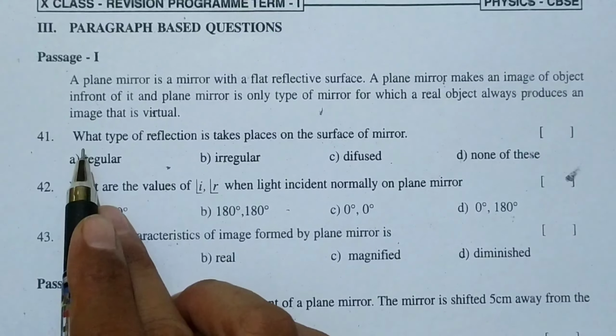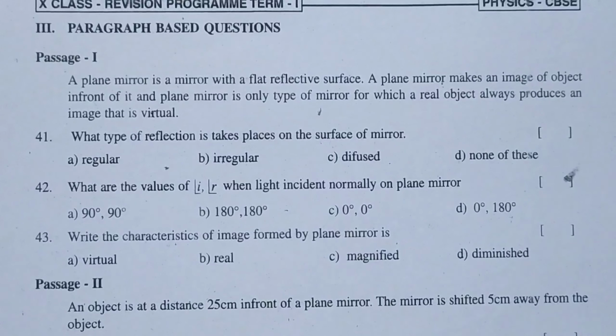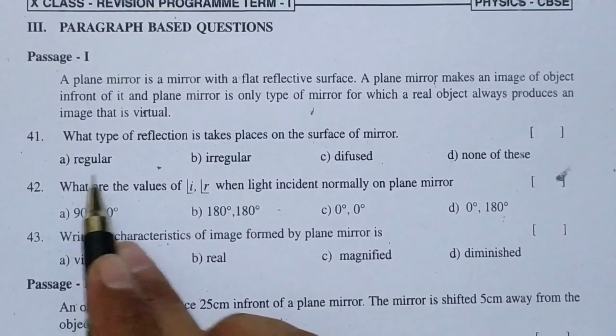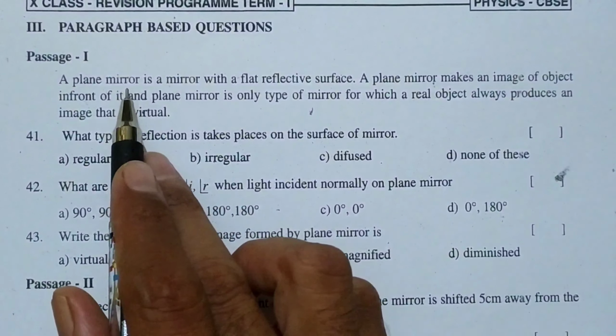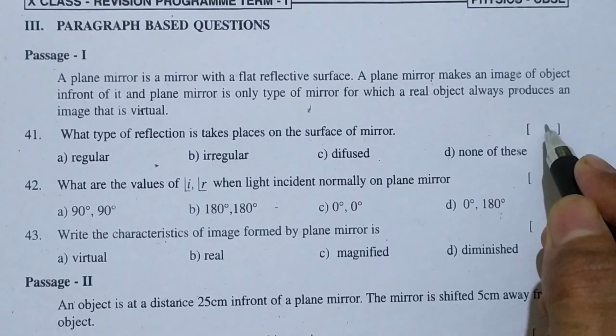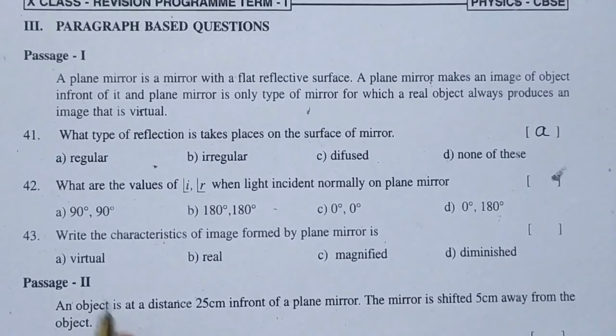Question number 41. What type of reflection takes place on the surface of the mirror? Now let us see the options: regular, irregular, diffuse, and none of these. In fact, a plane mirror has a smooth surface, so it always gives regular reflection. So here option A is the right answer. Let us see question number 42.